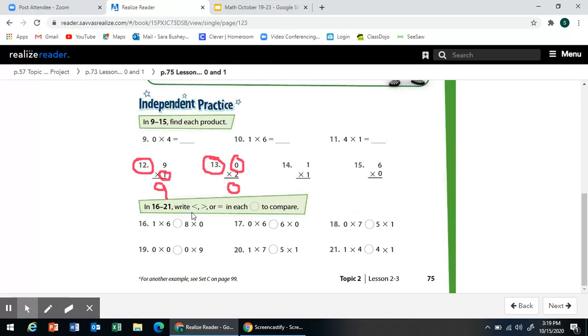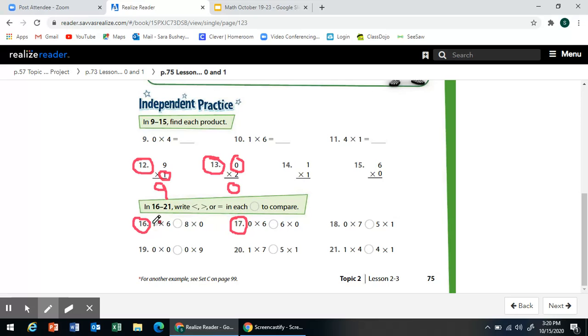So now that we know our symbols, now that we practice them, we're going to use that to help us complete some of these. These look really complicated and scary, but I promise you they are not. So we are going to work together to do 16 and 17. So let's begin. We have 1 times 6 is blank to 8 times 0. So what do you have to do first in order to answer this?